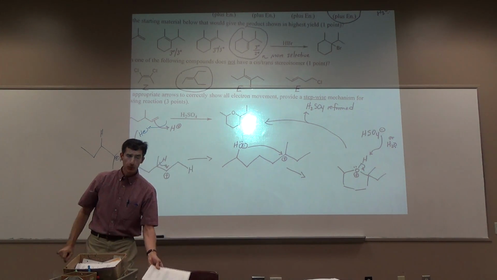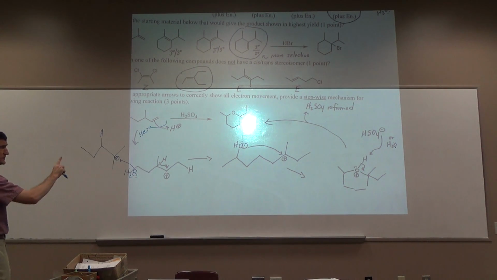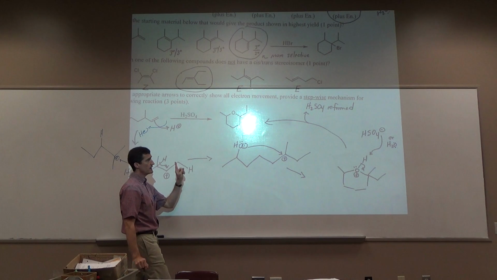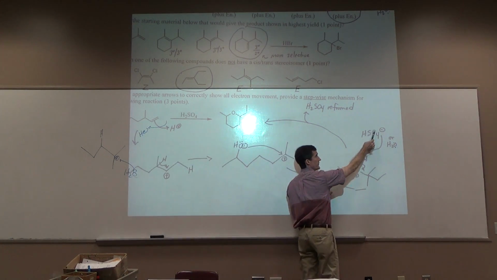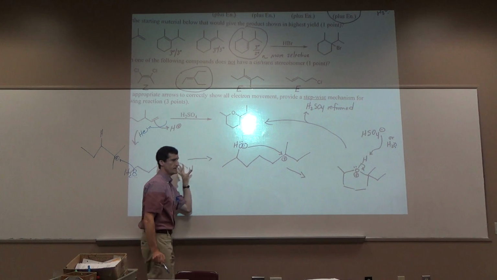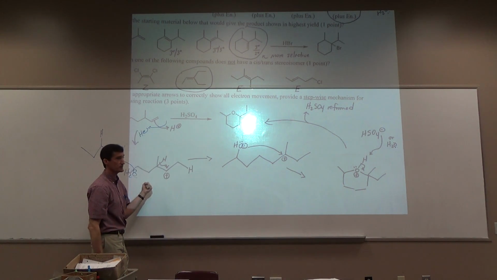As we move forward and do more mechanisms, when you're under acidic conditions, you never want to have any anions. No negatives, other than the conjugate base of your acid. That can be negative. But none of your organic intermediates are going to be negative under acidic conditions.